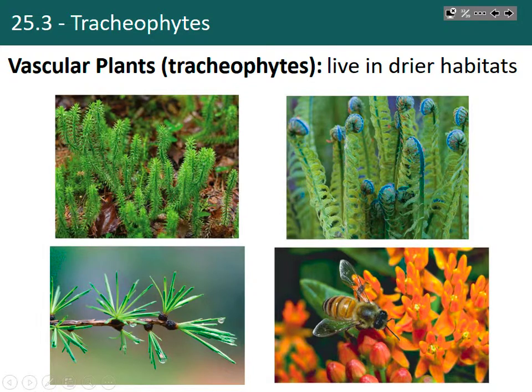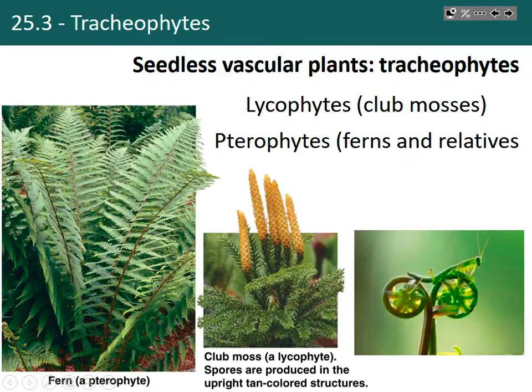Okay, so then we move into the vascular plants. Because of these things, we now have plants who can have larger body sizes and who can live in drier environments because they're able to transport fluids through their bodies. So all of these things represent vascular plants. Here we have some lycophytes or club mosses, some ferns, a gymnosperm, and an angiosperm. So a cone-bearing plant and a flowering plant. So they're able to live in drier environments.